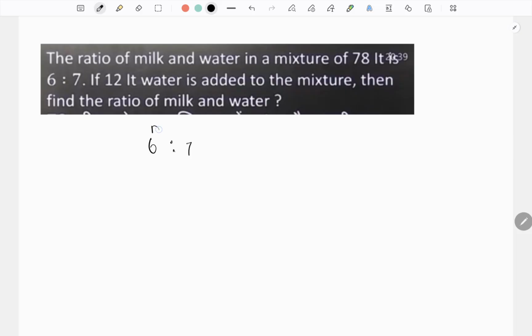6:7. What is it? Milk and water. Most of them are cheating. See, this water quantity is more. 78. Now 13 parts is 78. Then one part will be 6 liters. If 12 liters water is added to the mixture, again they are adding 12 liters.